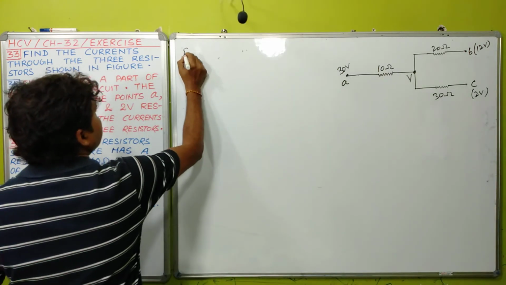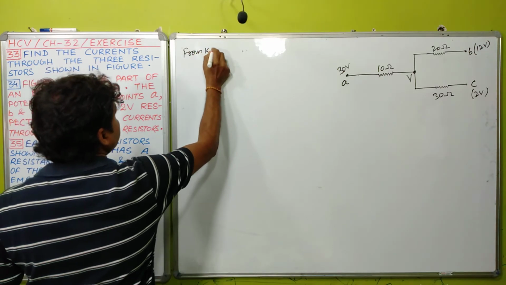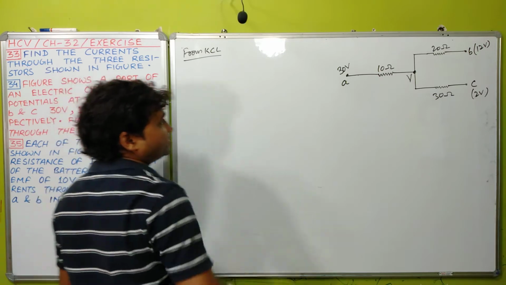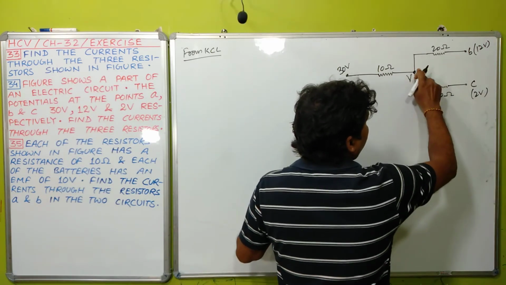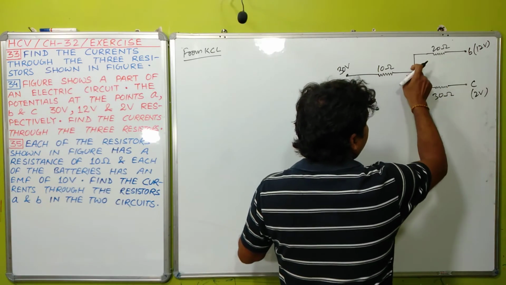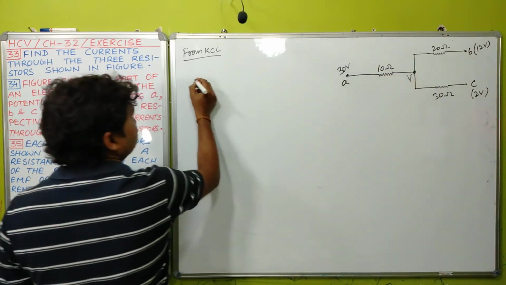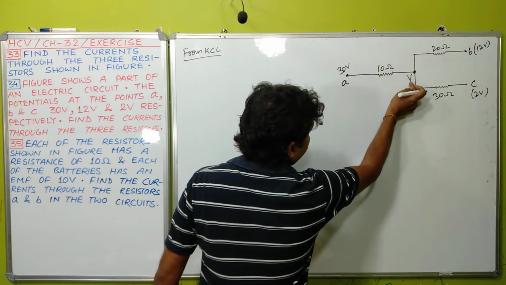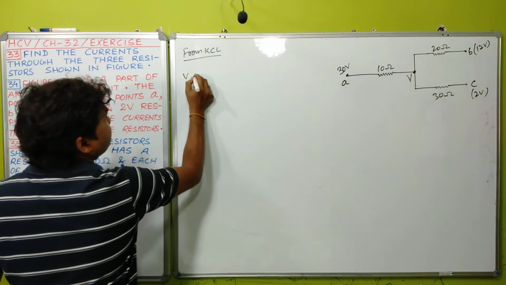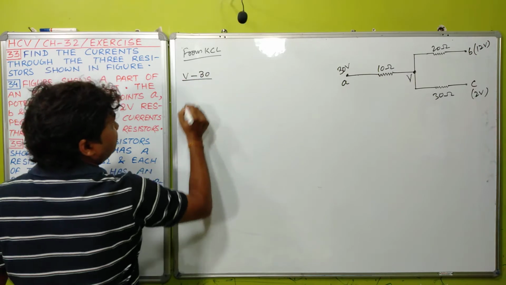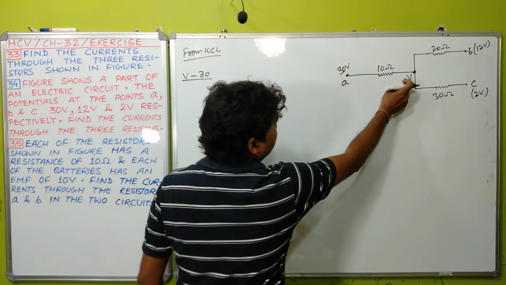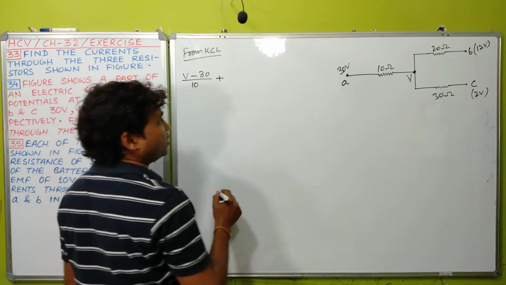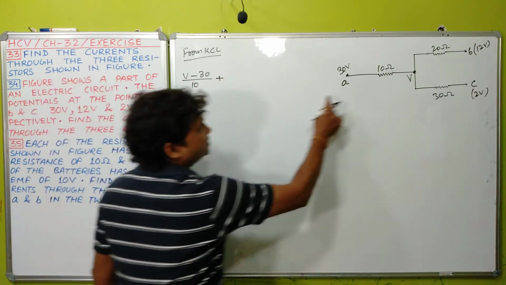So from KCL, Kirchhoff's current law, you can write the sum of all outgoing currents equals 0. The outgoing current through this section will be (V minus 30) divided by R, from Ohm's law I equals V by R: V minus 30 divided by resistance 10.